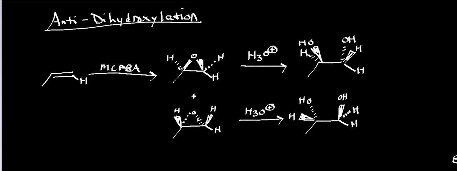This is actually part 2 of a 2-video series that we're doing on anti-dihydroxylation, which is a pretty useful reaction that we have in organic when we're dealing with alkenes. Okay, and anti-dihydroxylation occurs in 2 successive steps.